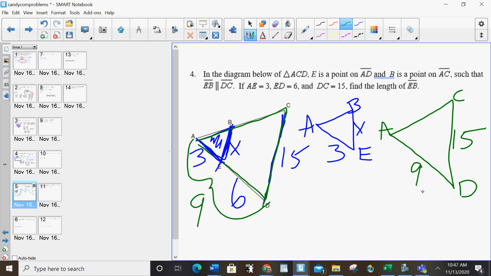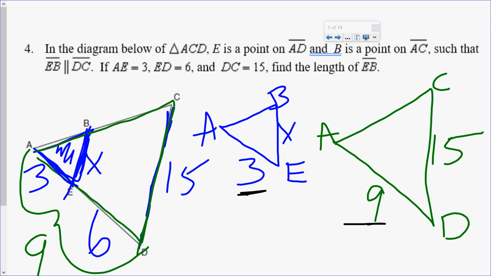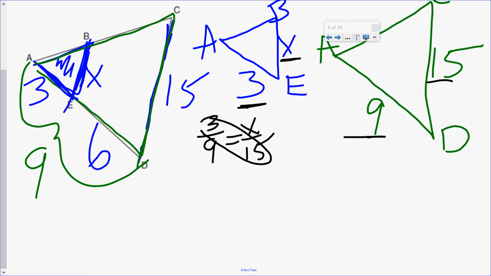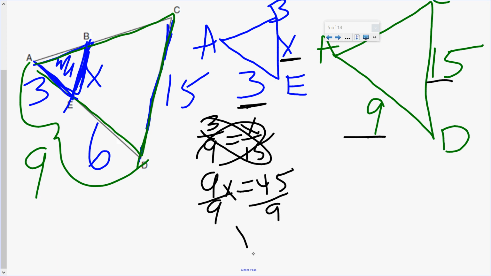Okay. I put my corresponding pieces on top of each other. 3 goes over 9. X goes over 15. From there, I cross multiply and solve. 9x equals 45. X is 5. So BE is 5.